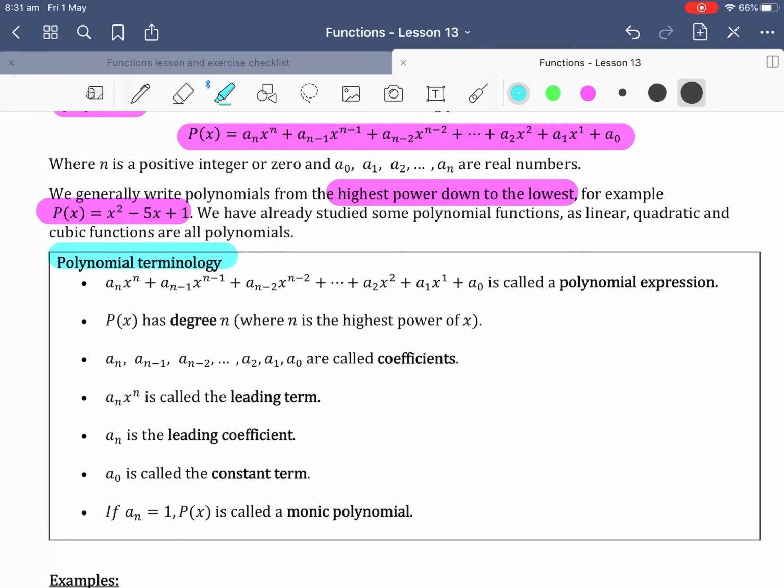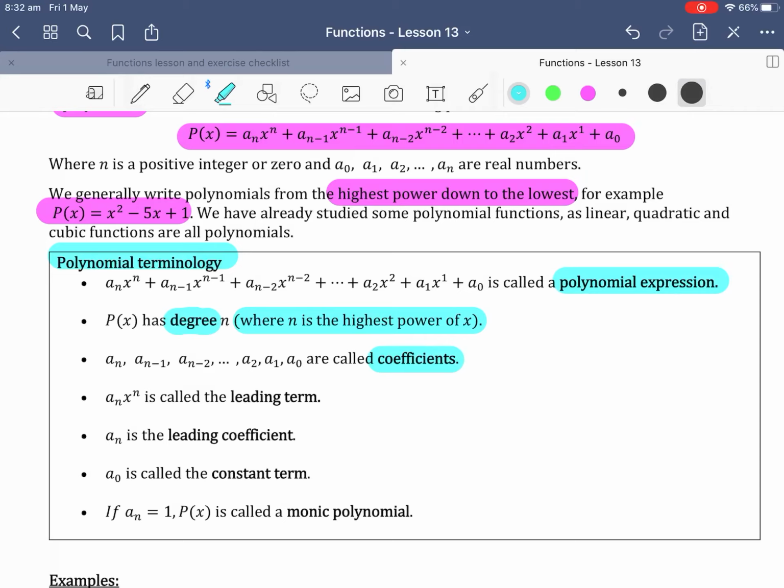So for our polynomial here, it is called a polynomial expression, where p(x) has degree n, so whatever the power of n is, that is the degree, where n is the highest power of x. So if we had the highest power being x cubed, then our degree would be 3. We have a_(n-1), a_(n-2), all the way down to a_0. These are called the coefficients. So they are the values in front of our x's or our pronumeral.